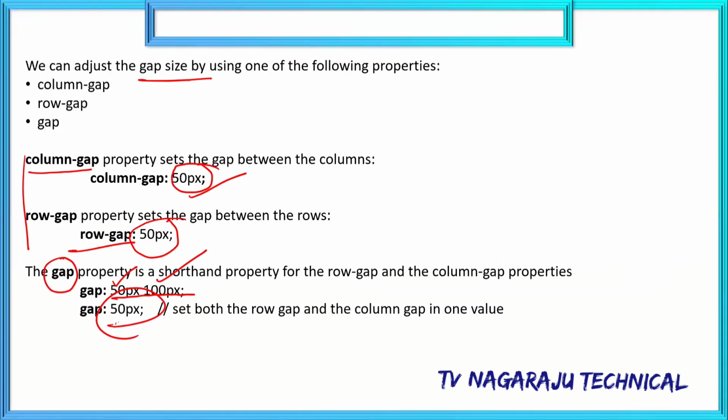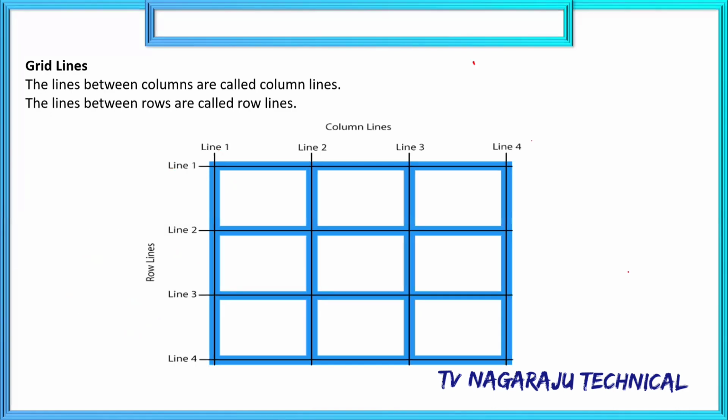Clear? Two things are completed. One is how to create the number of columns and rows. The next one is how to provide a gap between the rows and columns. Now we are moving to the next property, grid lines. What is meant by grid layout?